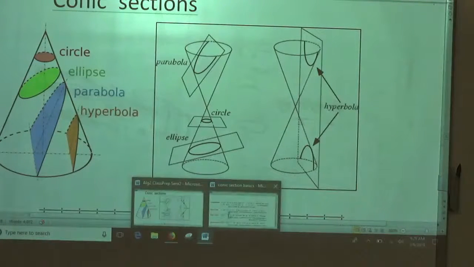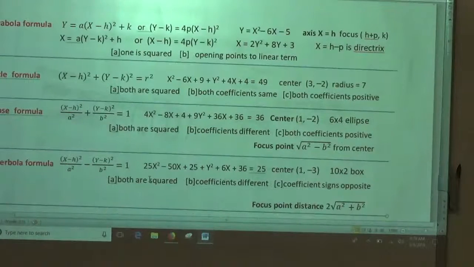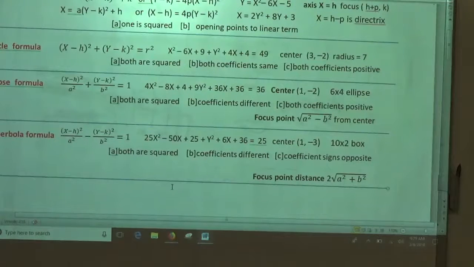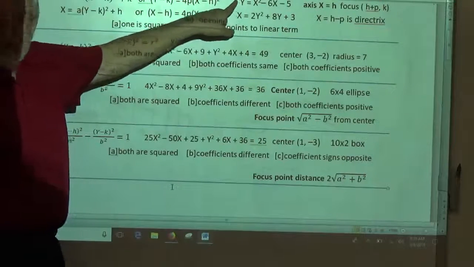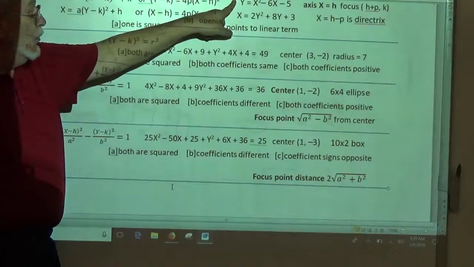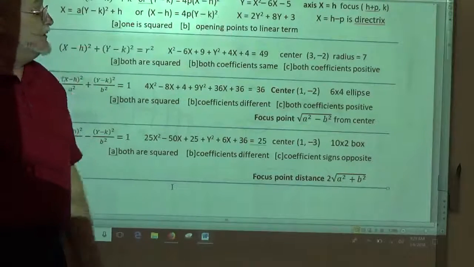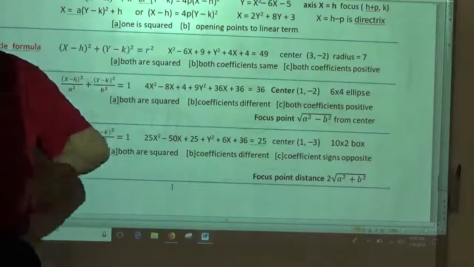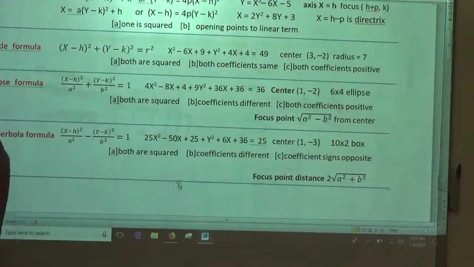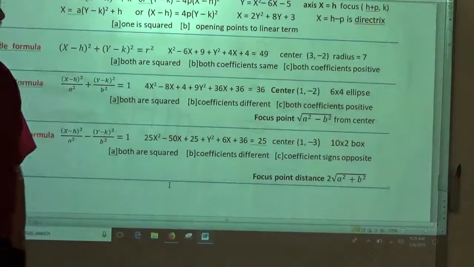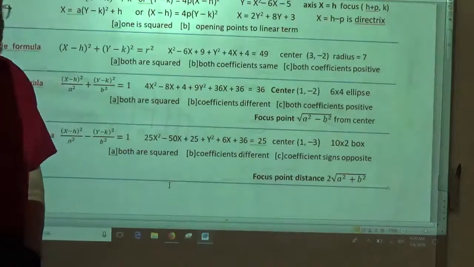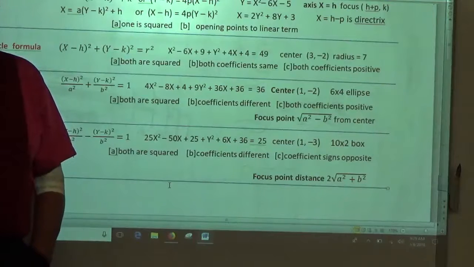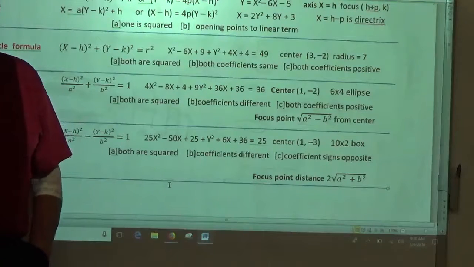All right, so this is the formula for a parabola. Now let's look at this example. This is what you're used to seeing: y equals x squared minus 6x minus 5. That would be a parabola. What's the thing that you notice that causes you to understand that this is a parabola?